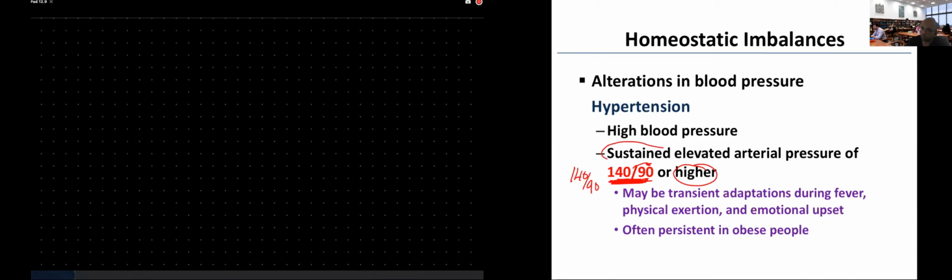Also, another thing that I need to pay attention to is that this high blood pressure needs to be sustained, elevated. What this means is that you don't simply take a single blood measurement in order to decide whether the person is hypertensive or not, because blood pressure is going to be affected by fever, physical exertion, emotional upset, and those are transient adaptations to the blood pressure. This doesn't mean that the person who is upset has hypertension. He will have high blood pressure, but it's just a transient increase. It's not a sustained elevation in his blood pressure.